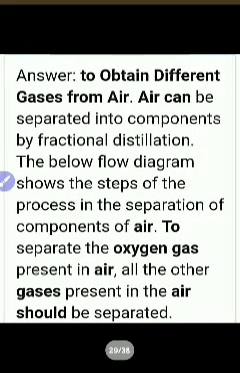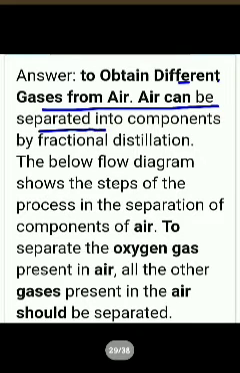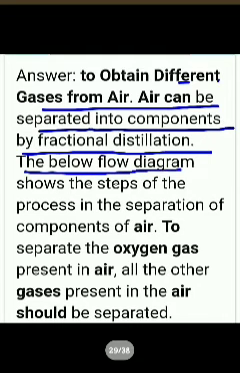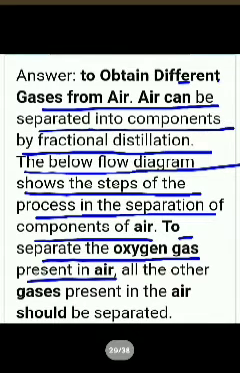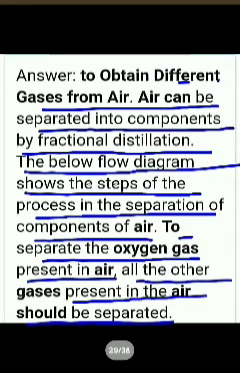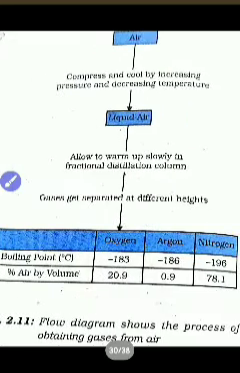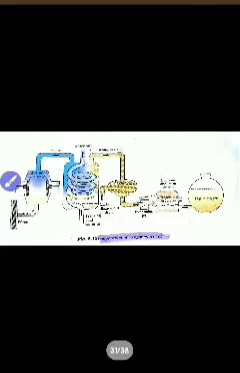And the next point is to obtain different gases from air. Air can be separated into its components by fractional distillation. The flow diagram below shows the steps of the process in the separation of the components of air, to separate the oxygen gas present in air. All the other gases present in the air should be separated. Here we can see the chart, and next we can see the image also.